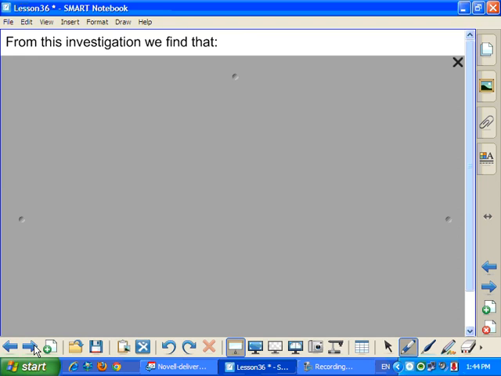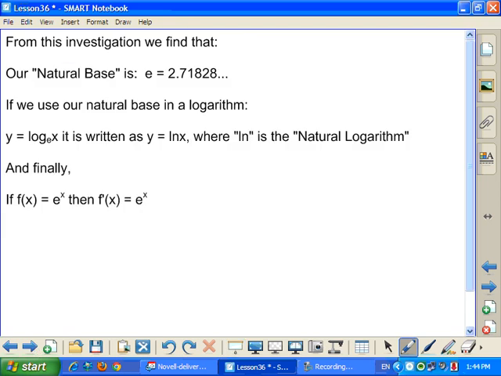So finishing this up, what can we draw from our conclusions here? Our natural base is e, 2.71828, and so on. If we use our natural base in a logarithm, it's written as y equals ln x, so those two are equivalent. If you have a base e, we call it ln, where ln is what we call the natural logarithm. And finally, where I'm ending the lesson today, there's no homework associated with today's lesson.